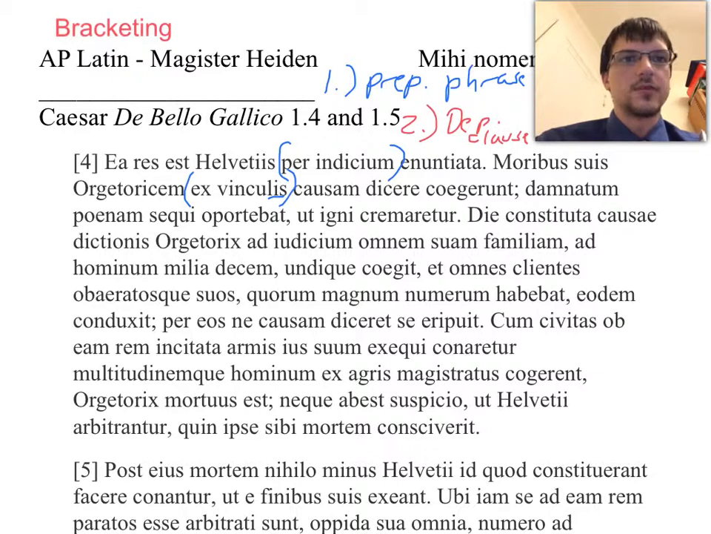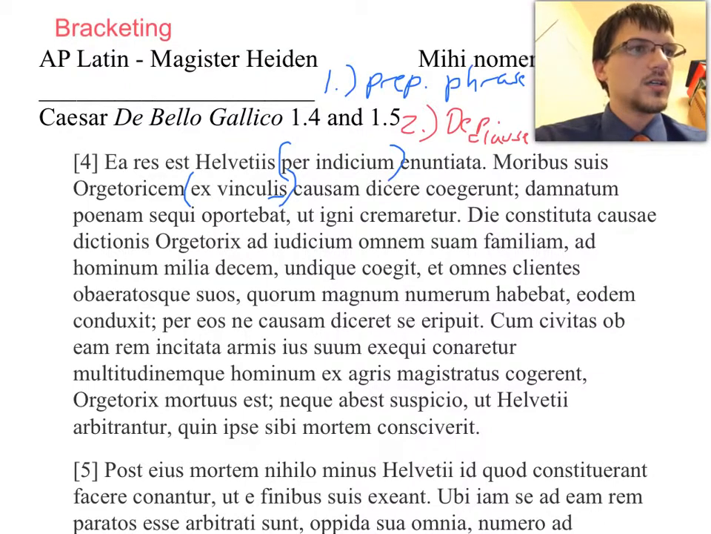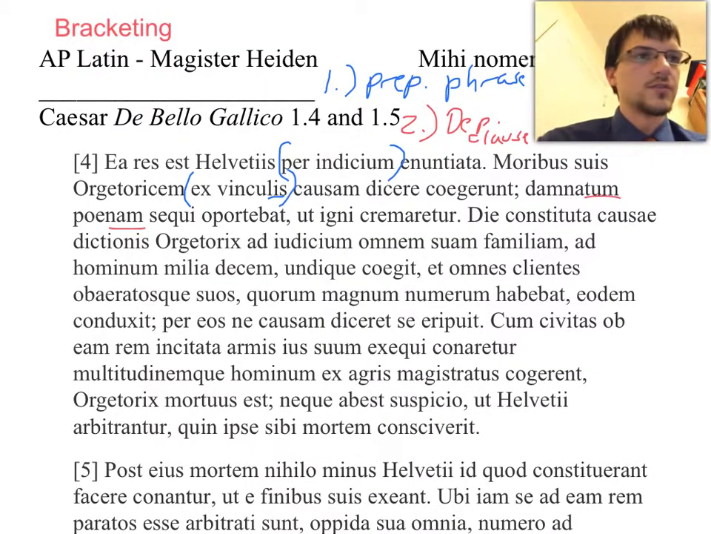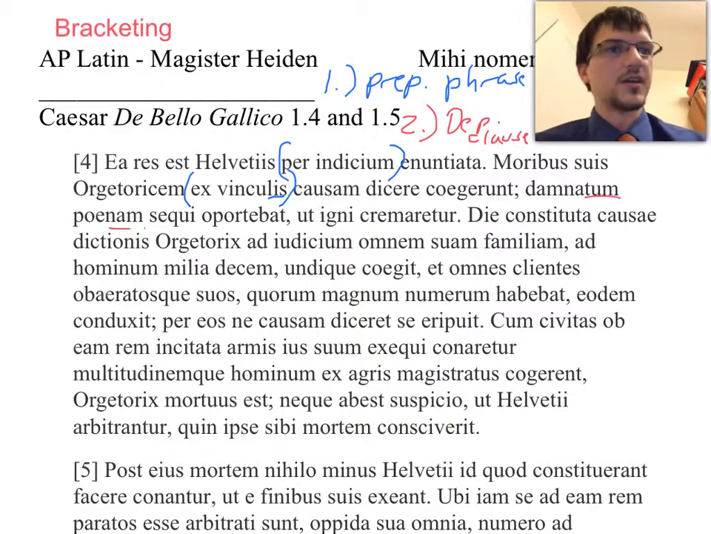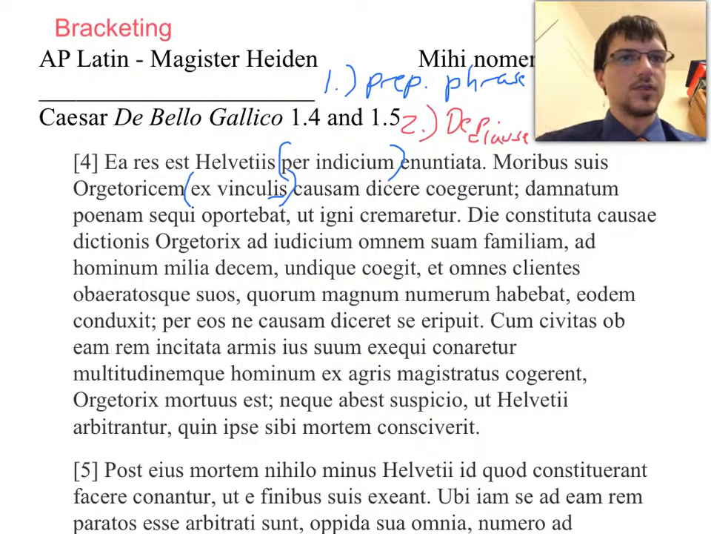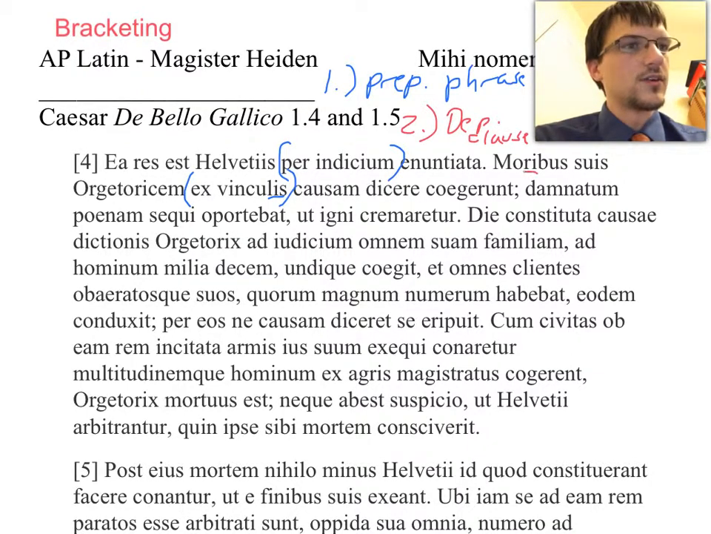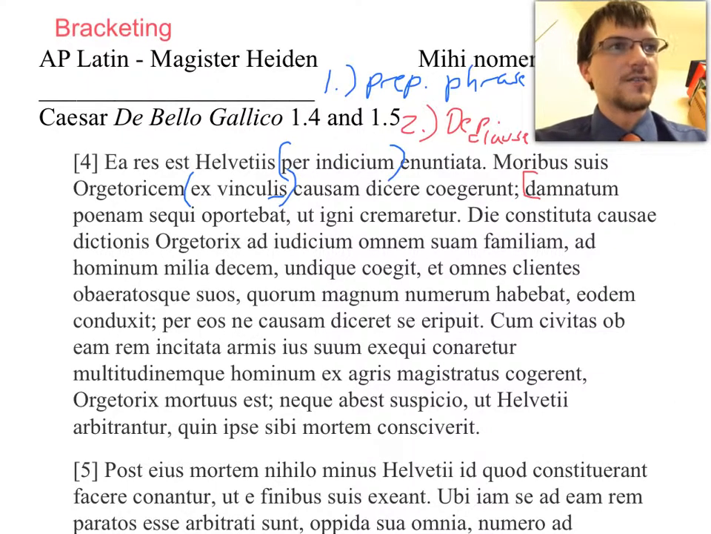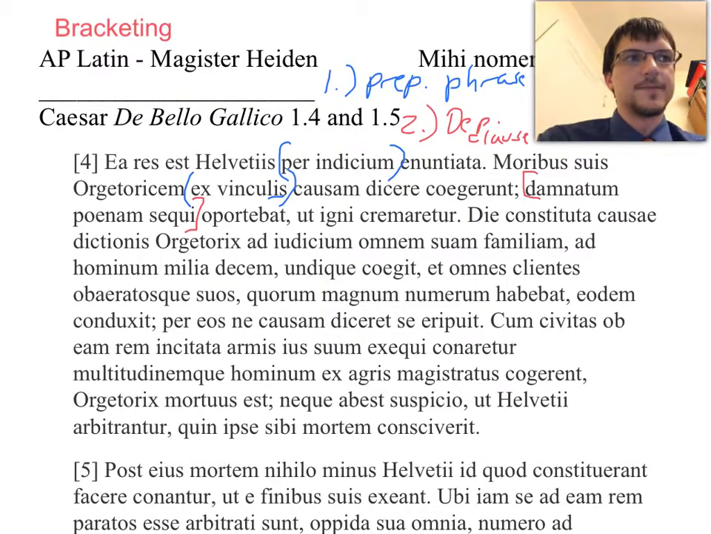Damnatum poenam sequi apportebat ut igni cremeretur. Now, I do know, because I know my vocabulary, I know Caesar pretty well, that when you see two accusatives in a row like that that don't agree and they're not connected by an et, you probably have an ACI. And I see the word apportebat, and I happen to know that takes an ACI. So I'm going to bracket this off.